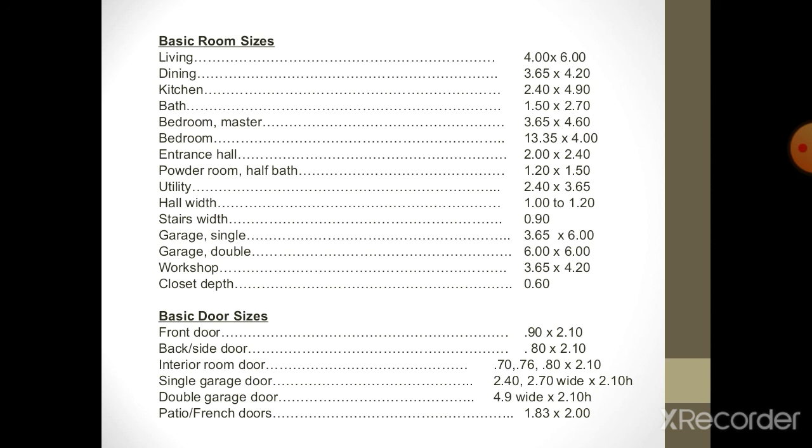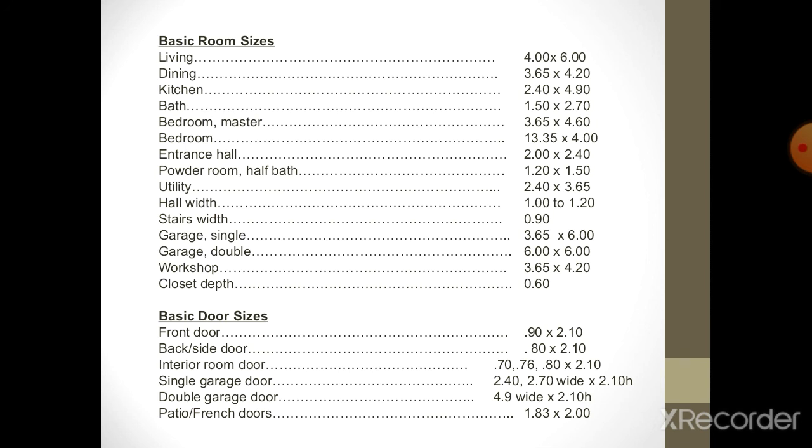Pwedeng single, pwedeng double, and then if you have the workshop and closet depth. Okay, so we have here some of the basic door sizes: the front door, the back door, interior room, single, double garage door, and the patio. Okay, so guys, as you can see here, the doors' widths are not the same, but the heights are all the same except on the patio and French doors.